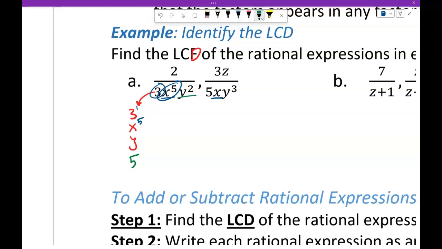Then we look at y. Y, of course, shows up in both, but in this one, it's y to the 3rd power, which is greater than the second. So our LCD will have y to the 3rd. And then lastly, with the 5, it only shows up once in the second denominator, so it's just the 5. Any rational numbers, we can go ahead and multiply those, but our least common denominator will be 15, x to the 5th, y to the 3rd.